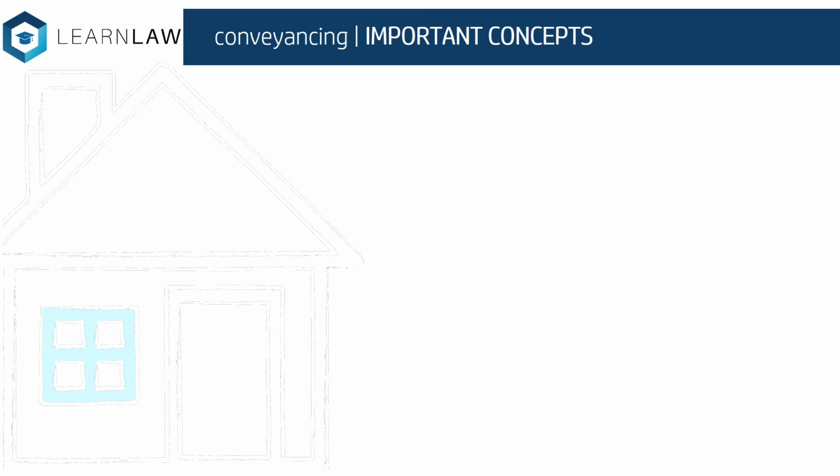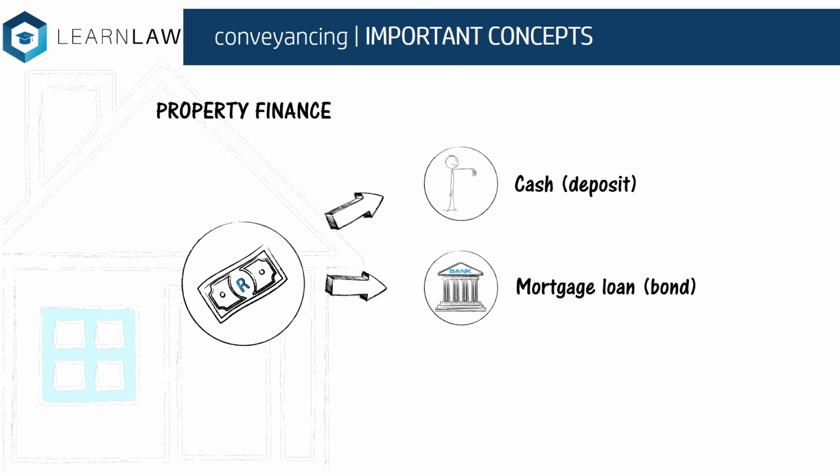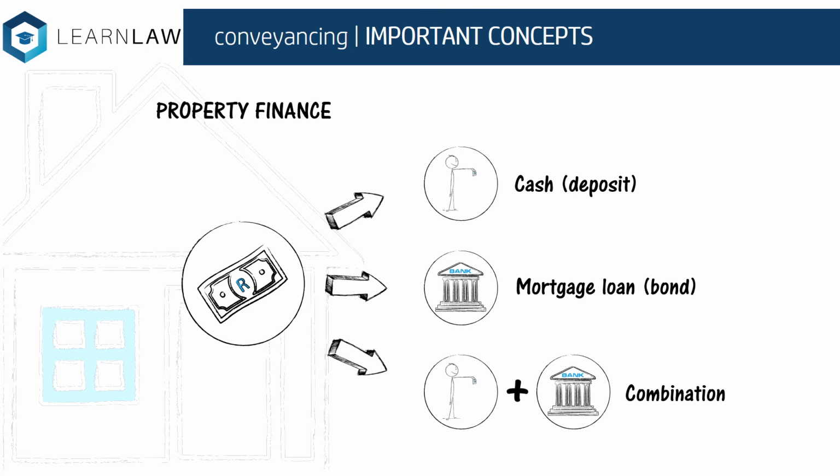Let's start by looking at property finance. The purchase of immovable property can be financed through personal finance such as cash or through loan finance such as a home loan. Home loans are also referred to as mortgage loans or bonds. The purchase may also be financed through a combination of the two modes of finance. Knowing the mode of finance is important because cash is received before registration of the transfer and loan finance is only received upon registration of the transfer.